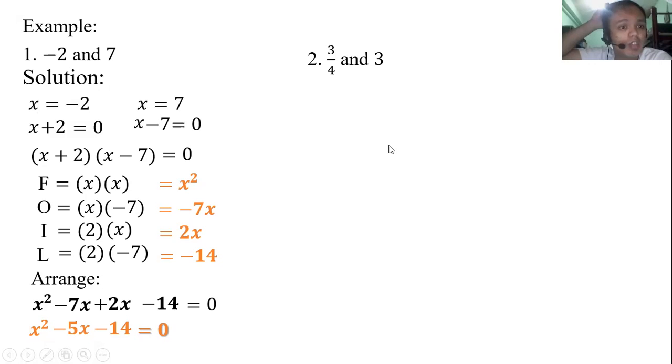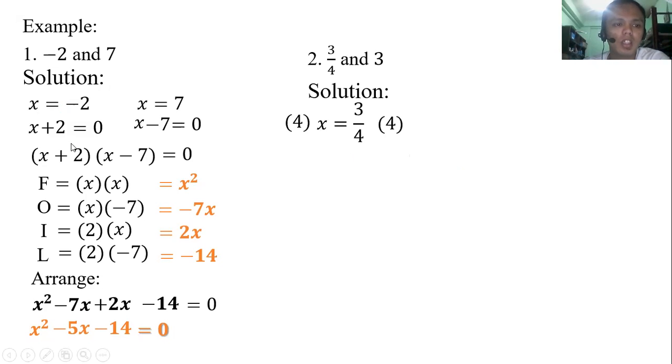Find the equation given the roots 3/4 and 3. Again, we write it into this form. We have x equal to 3/4. Since 3/4 is a fraction, we should remove the denominator first by multiplying both sides of the equation by 4. 4 times x is 4x, then 3/4 times 4, we cancel this out, it becomes just 3. And then transpose 3 to the other side, we have 4x minus 3 equal to 0.